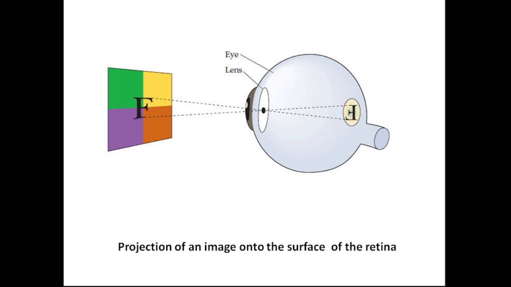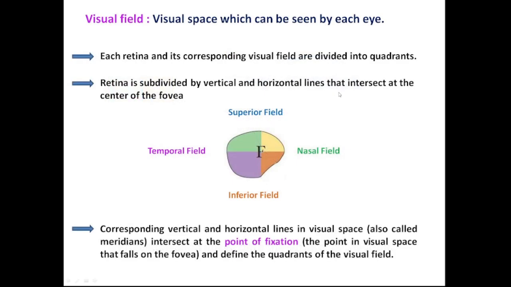So before going to discuss the visual field defect, let us see what actually happens when an image is formed on the retina. This is the visual field, the area which can be seen by each eye. The inverted image of this visual field falls upon the retina, and this is perceived by the nervous system. So the visual field is called the visual space which can be seen by each eye. The area which is seen by each eye is called the visual field of that particular eye.